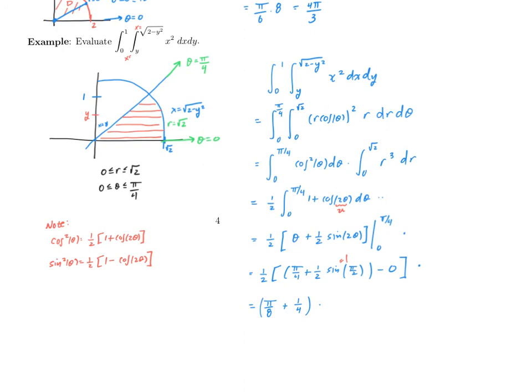So going back and filling in these details, the antiderivative of r cubed is 1/4 r to the 4th from 0 to square root 2. So if we plug in the square root of 2, minus, plug in 0. And note, the square root of 2 raised to the 4th power is really 2 squared. So 4 divided by 4. So 1/4 times 4 gives 1, times the pi over 8 plus 1/4.